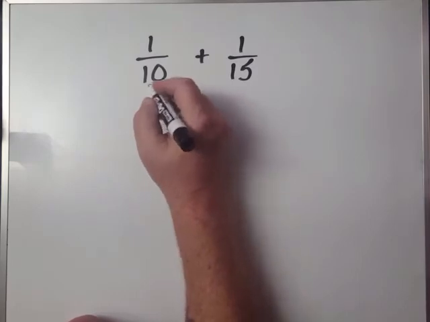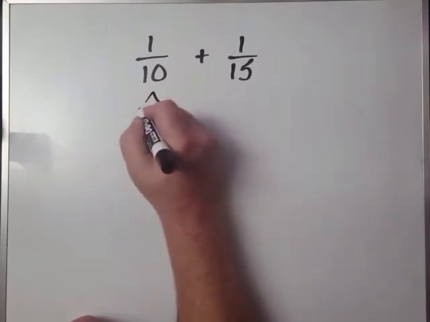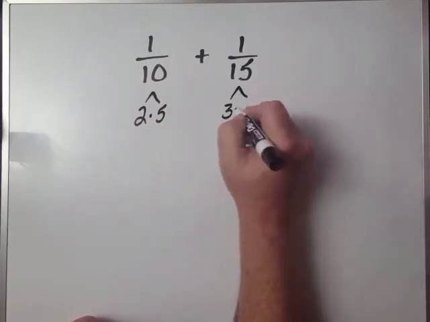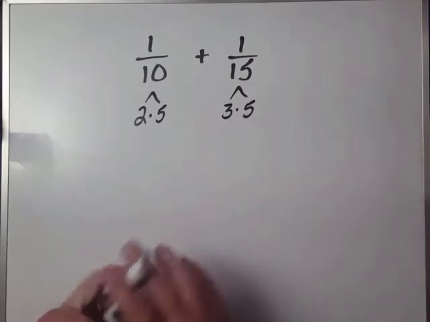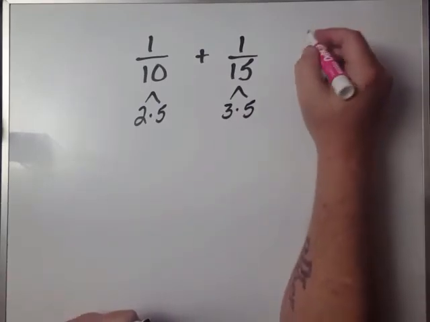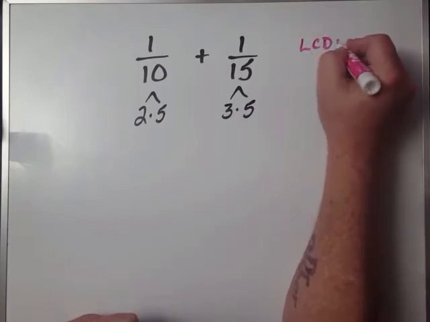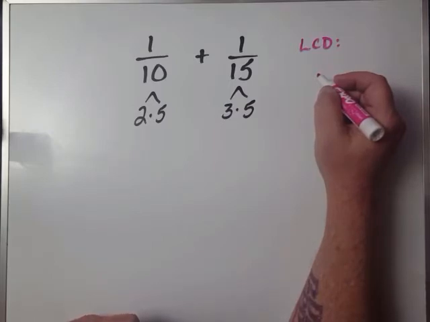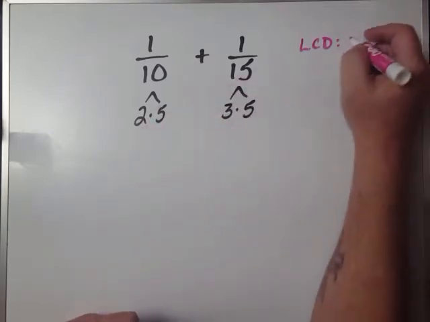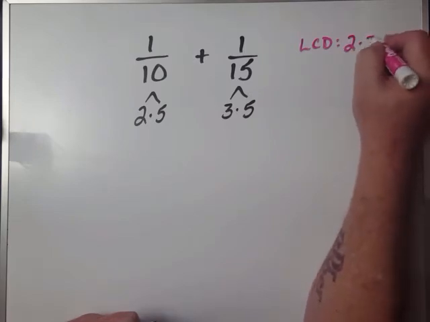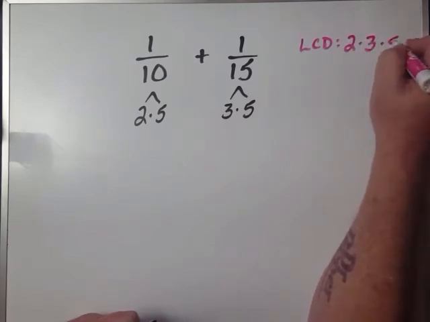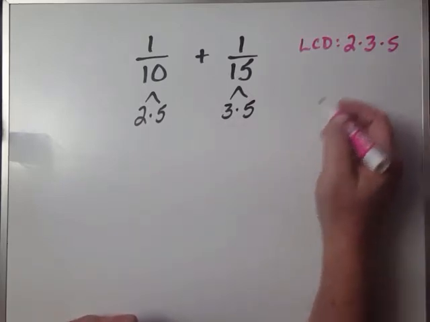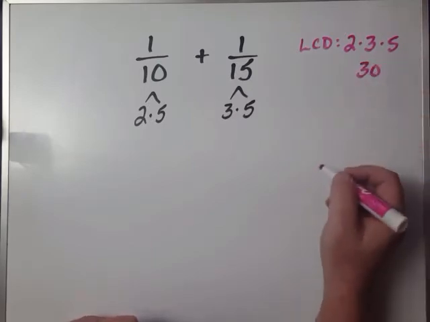Well, I can do it by factoring. 10 is 2 times 5, and 15 is 3 times 5. To find this least common denominator, I take every different factor I see the most number of times it appears in any one denominator. I see factors of 2 and 3 and 5, each appearing no more than once in any single denominator. So my least common denominator is 30.